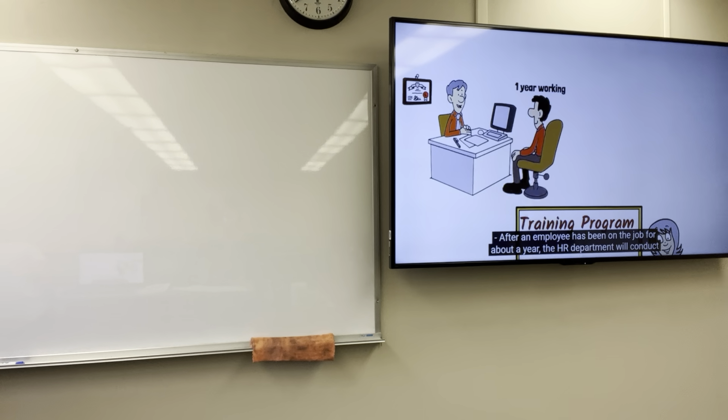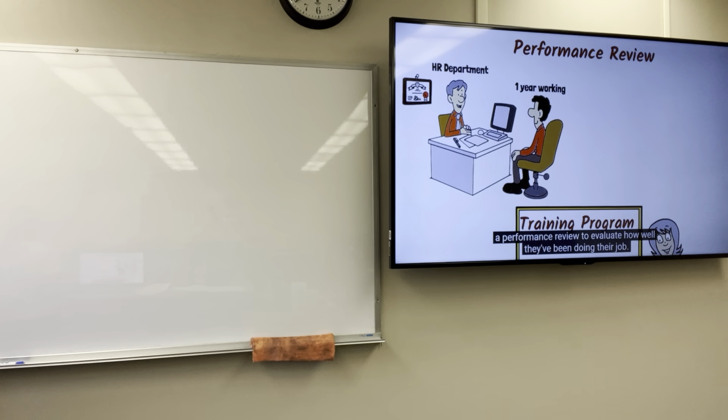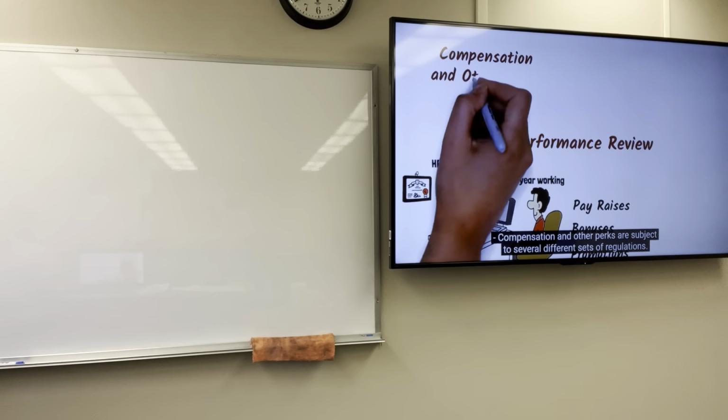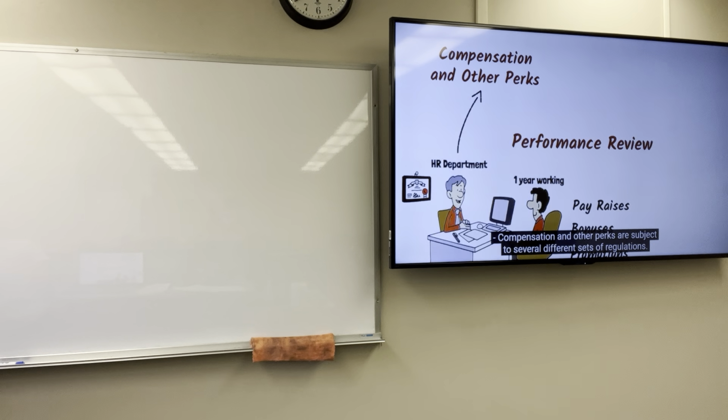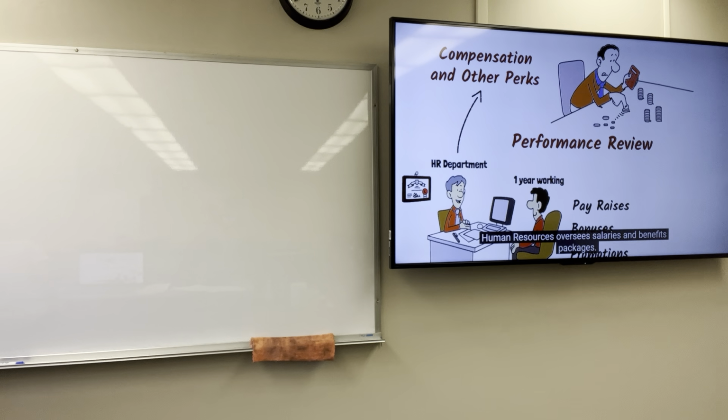After an employee has been on the job for about a year, the HR department will conduct a performance review to evaluate how well they've been doing their job. Pay raises, bonuses, and promotions in the future are all determined by these evaluations. Compensation and other perks are subject to several different sets of regulations. Human Resources oversees salaries and benefits packages.